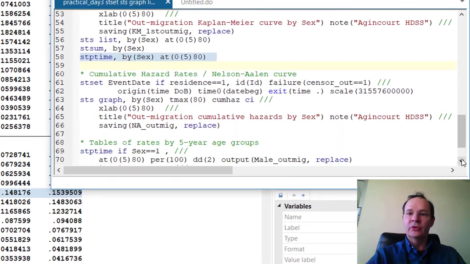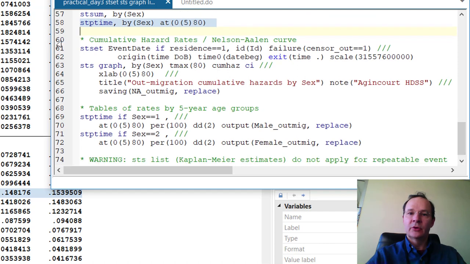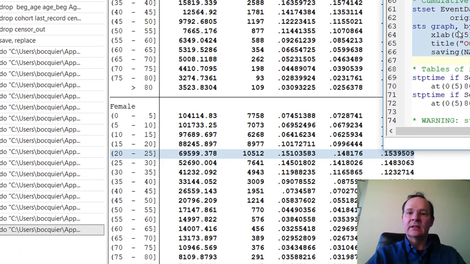Now let's introduce another statistic that is used in the literature, the cumulative hazard rates, also known as the Nelson-Aalen curve. It can be produced for first events, but also for renewable events. This is one of the very few statistics that is available for renewable events, so we will take this opportunity to reset the data for renewable events and to produce that cumulative hazard with confidence interval for outmigration.